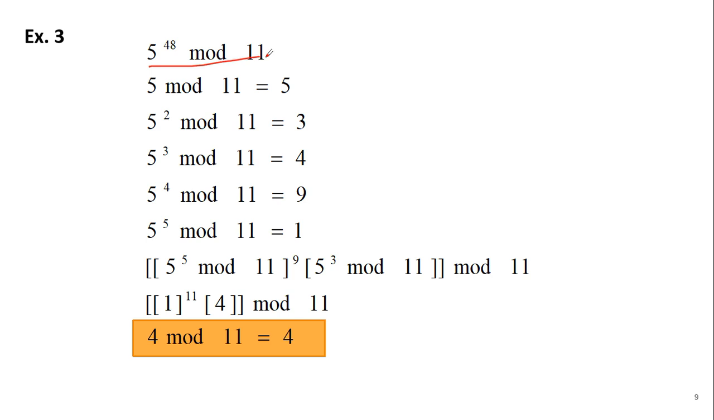Next is 5 raised to 48 mod 11. First we start with the first power, then the second, third, fourth, and fifth power, and with the fifth power we are getting the value 1. So here we require 48, and this is the 5. Then 9 fives are 45, so this is nothing but 5 raised to 5 mod 11, raised to 9. Now 45 is already counted, so only 3 are remaining, so 5 raised to 3 mod 11. This answer is 1 and this answer is 4, so the answer is 4 mod 11, which is 4.